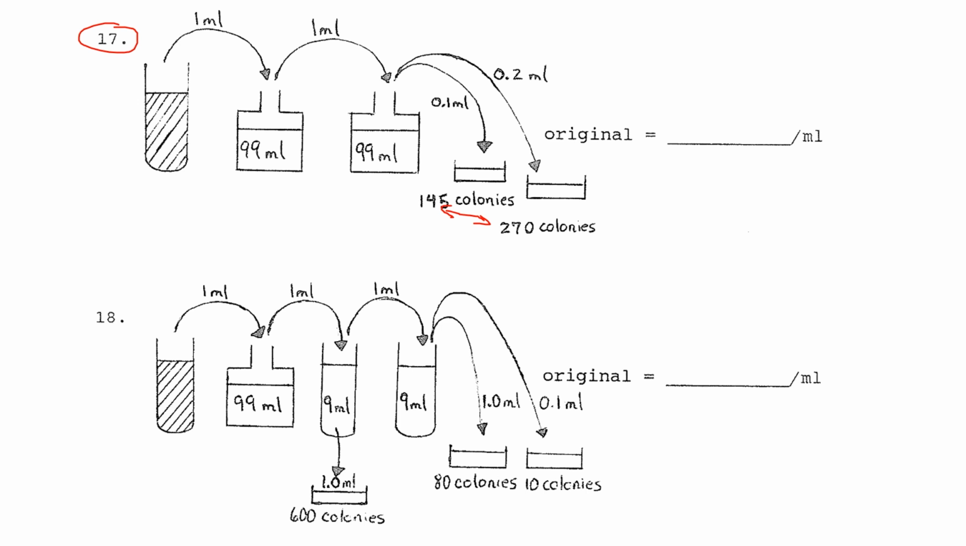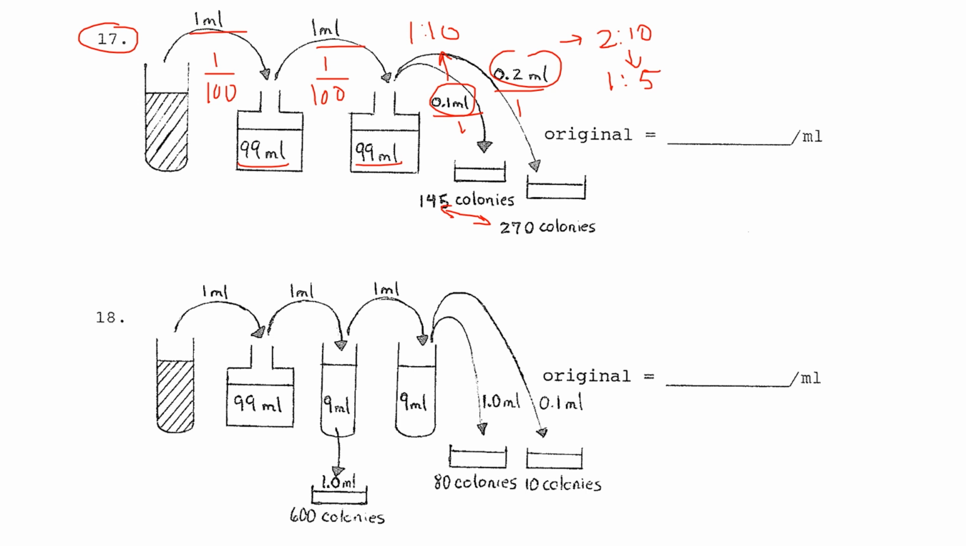So we have 1 into 99, so that's 1 to 100 dilution. Again, another 1 to 99, so that's another 1 to 100 dilution. And remember how we did these, right? So this is 1 over 1, so this is another 1 to 10 dilution, whereas this is 2 to 10, so 1 to 5, right? Okay.